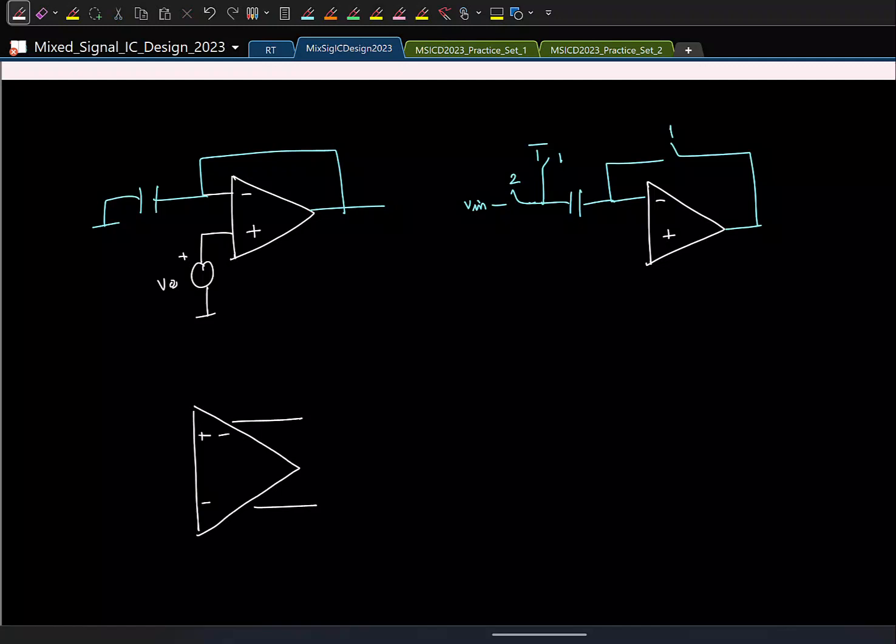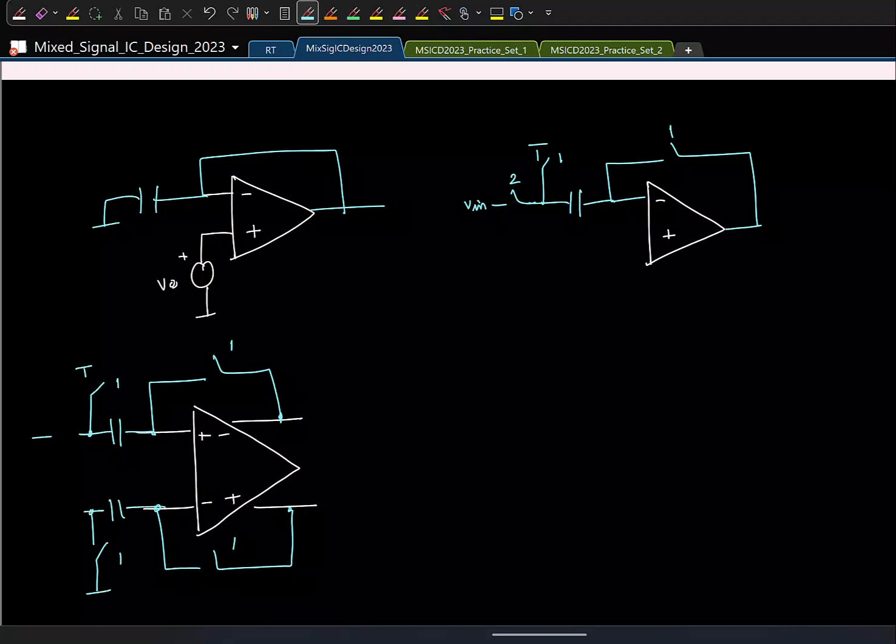Let's say this is minus plus. So again, same thing, in one phase you go and put it in unity feedback. Let's say that is in phase 1. And in that phase you want the capacitor to be charged to this offset, so you connect the bottom plate to ground. And in the other phase you connect the input so that the input is getting subtracted from the estimated offset, and that is directly given. So this can then be given to a strong arm latch.